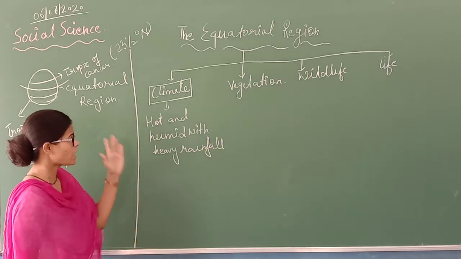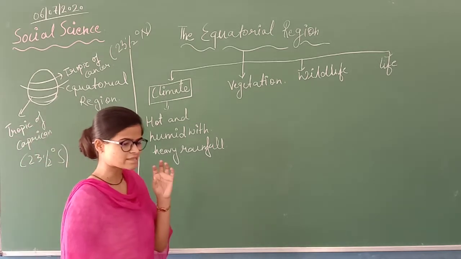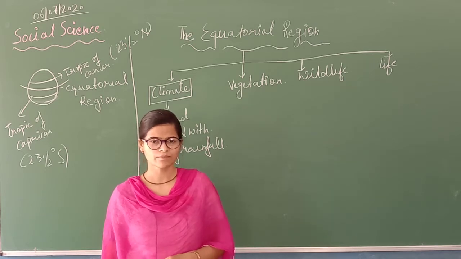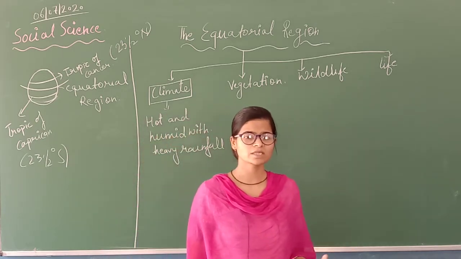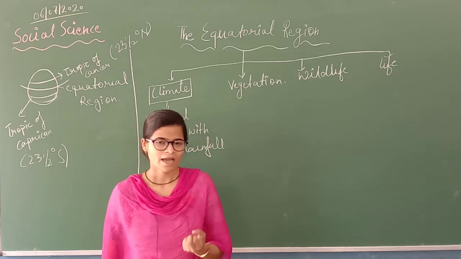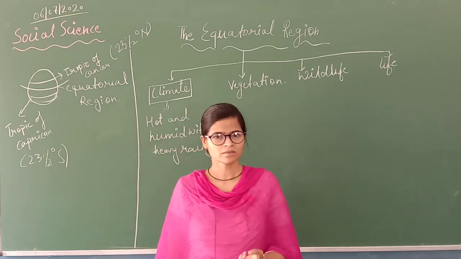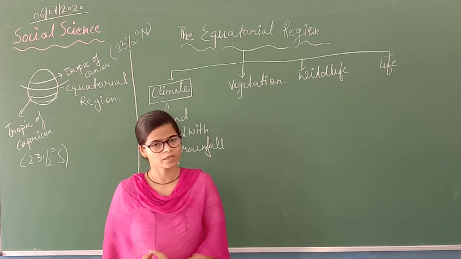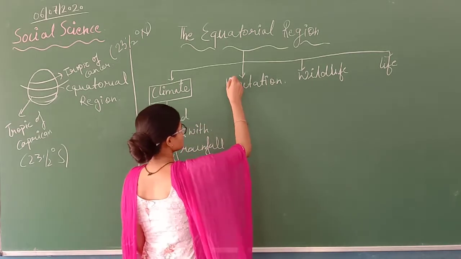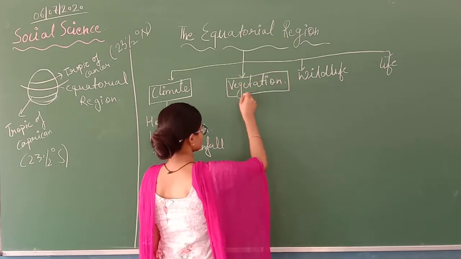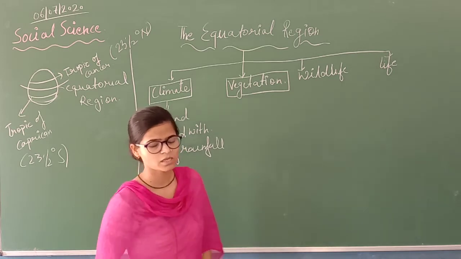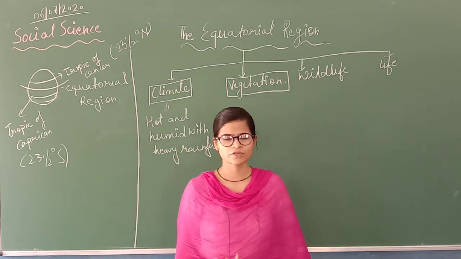The climate of this place receives direct sun rays, due to which its climate is hot and humid. And if it is humid, then obviously heavy rain will be there. So this is the climate. The second thing is vegetation. So what will the vegetation be? That means which plants are found here.